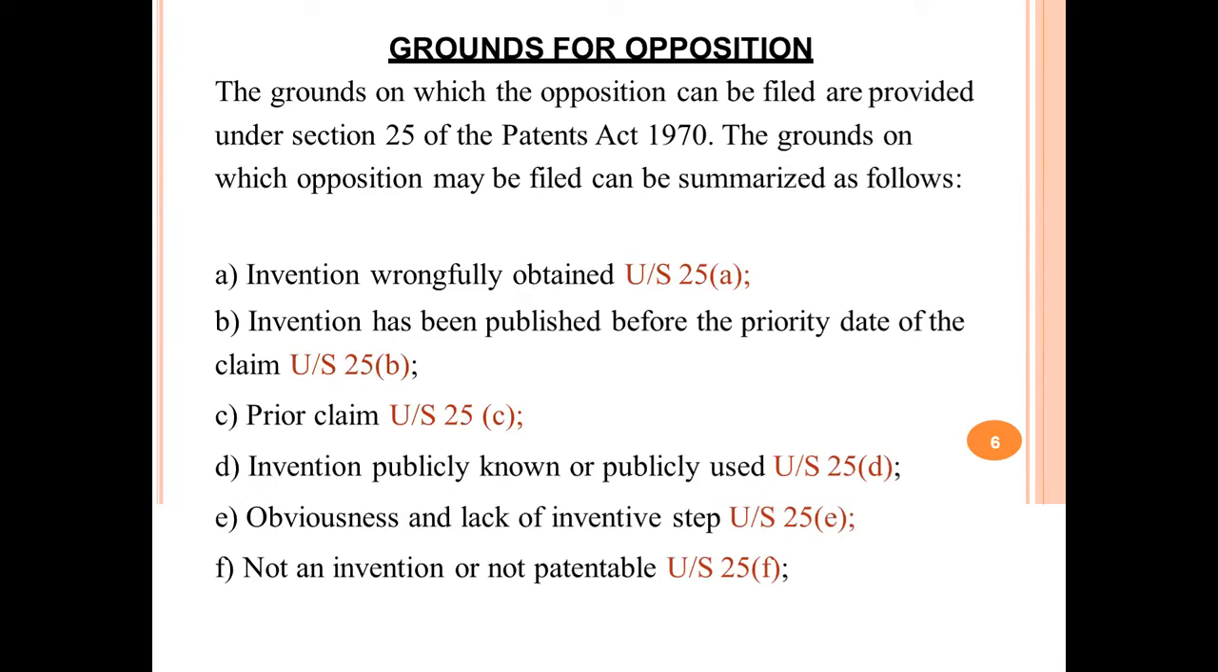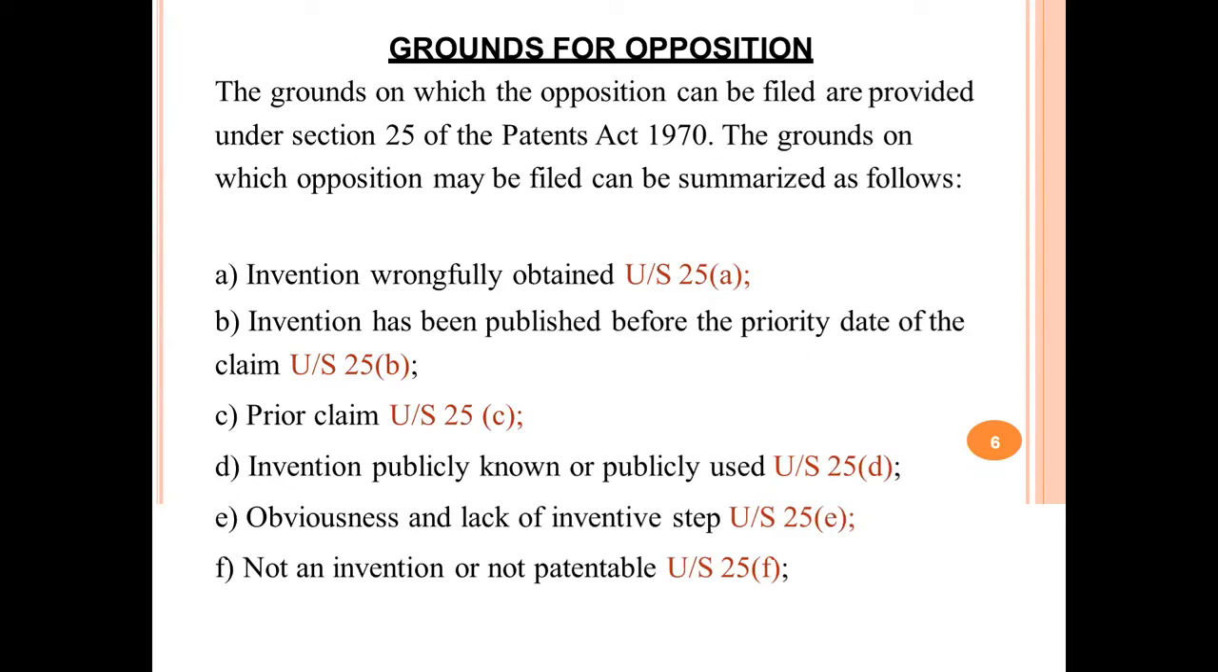In a nutshell, these are guided by Section 25A to K. I will tell you 25A in a nutshell: it is when somebody has obtained his invention wrongfully, then you could oppose. And 25B says it's a prior publication. 25C says somebody has already claimed. We will go into each and every ground with an example so that you can easily understand. Now, just see them in a nutshell. And 25D says prior public use, prior public knowledge. 25E says lack of inventive step. Inventive step, you have heard about it many times. Again, it's a ground for opposition.